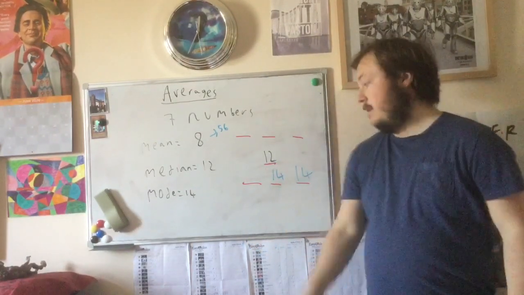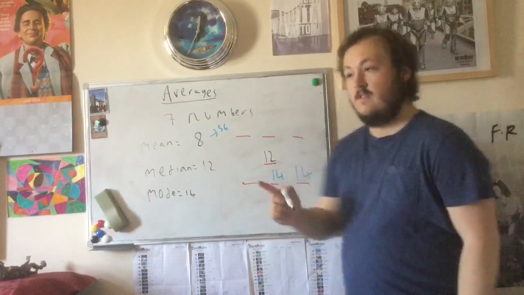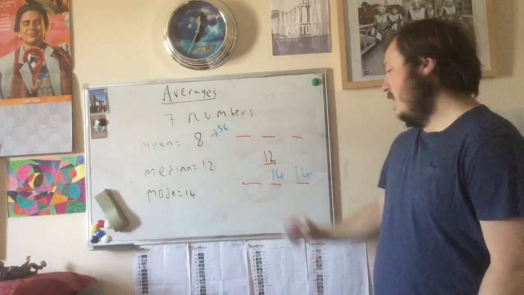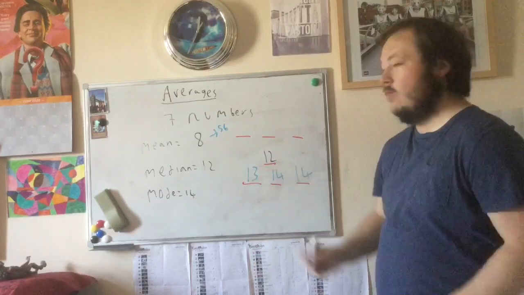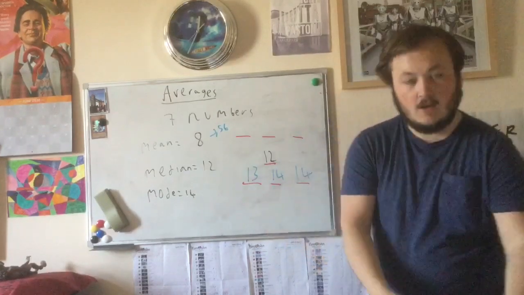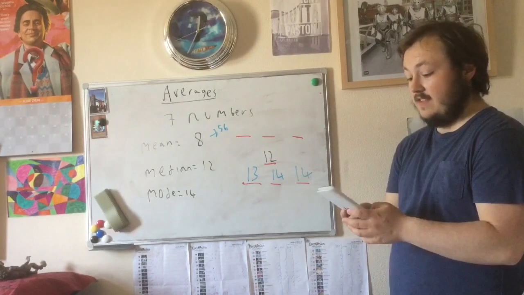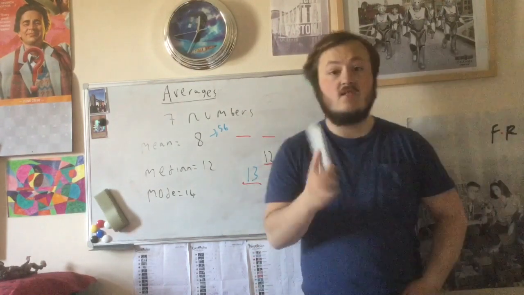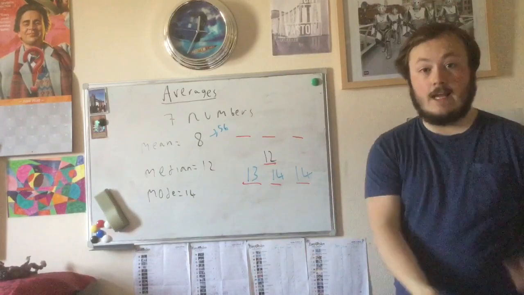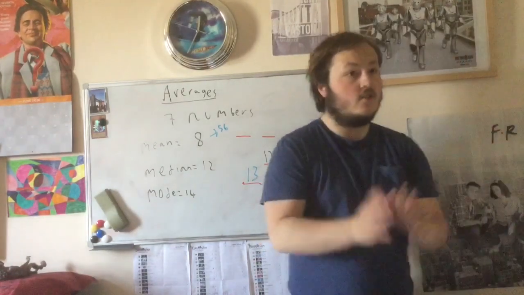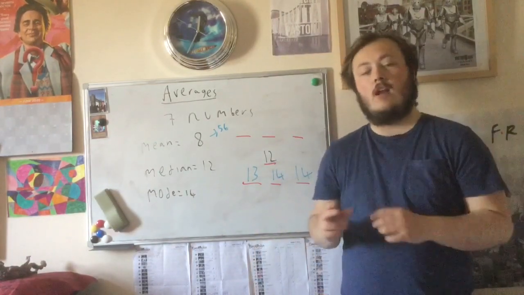So, what number goes in this gap? Well, if it goes 12, there's a gap, and then 14. The only number that can go here would be 13. So far we've got a 12, a 13 and 2 14s. So let's add these together. This gets us a total of 53. Now this is quite good because it means it's quite close to our mean.